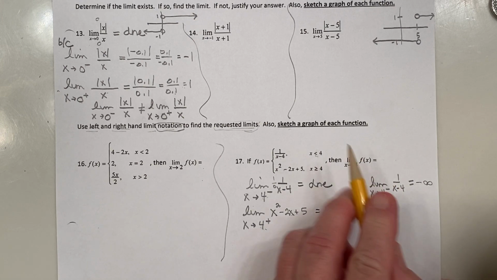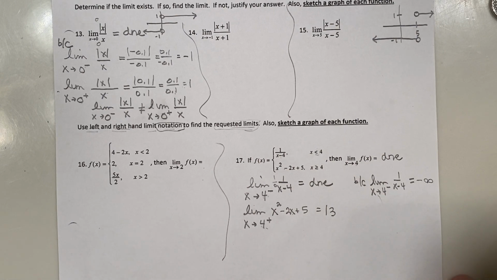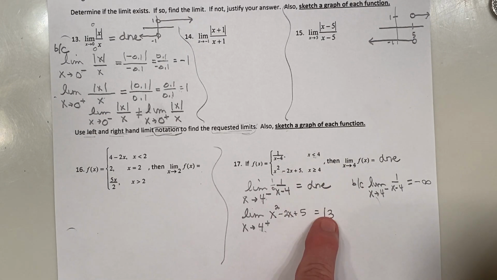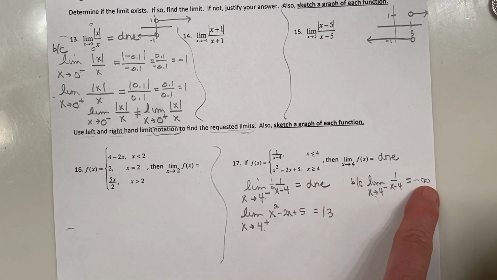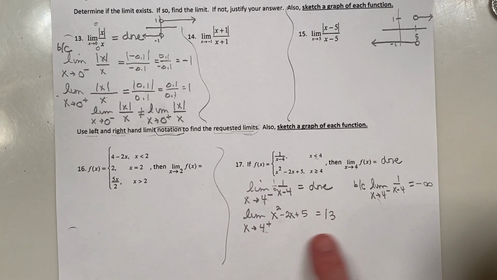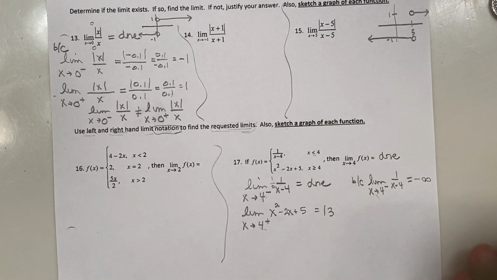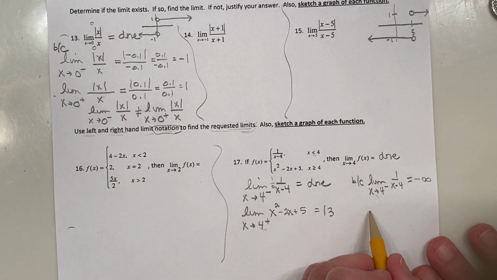So now how do I take all this information and come up here and respond to the limit as x approaches 4? Well, that answer has to be does not exist. These two numbers are not the same, and as a matter of fact, that's not even a number, it's an infinity. So we just say does not exist, and all your work right here will support why you have a DNE here. Let's see if we can get a graph to kind of see what's going on here.